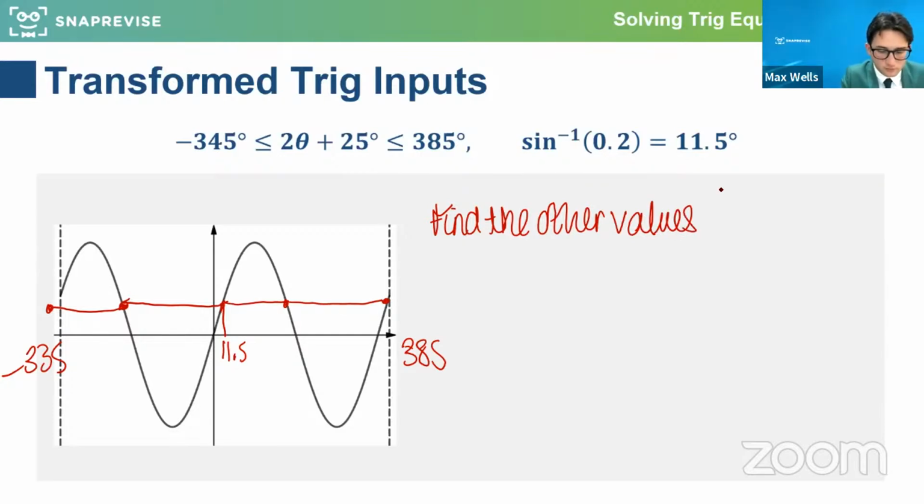Okay, so what you could do is you could go, right, if that's 11.5, if everyone's happy, that's 90 and that's 180. It's 180 minus 11.5 would get you this one.